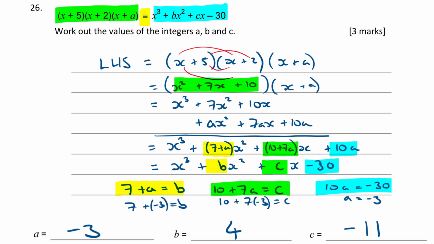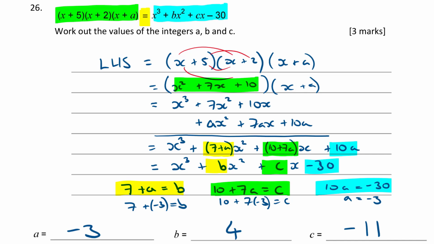Okay, that's it, done. So just going back up to the top, don't be tempted to move things around from one side to the other. It's not going to work in an identity type question. You need to get one side looking like the other and then directly compare all the different bits of it. Okay? 3 marks.